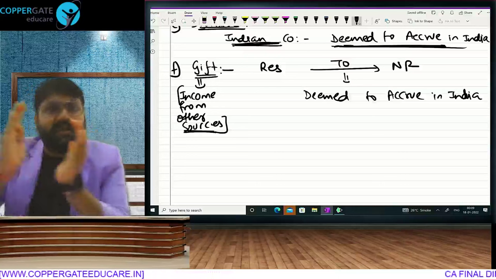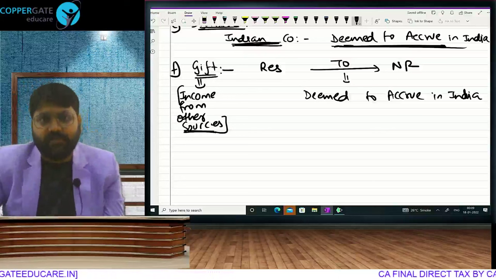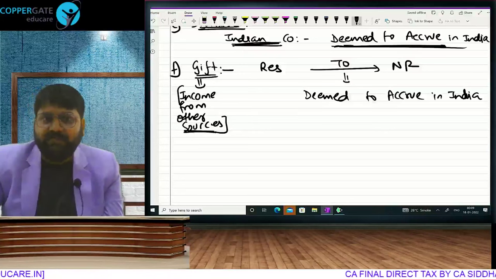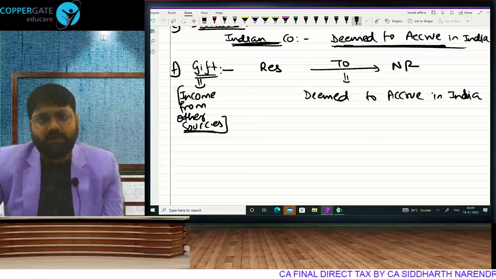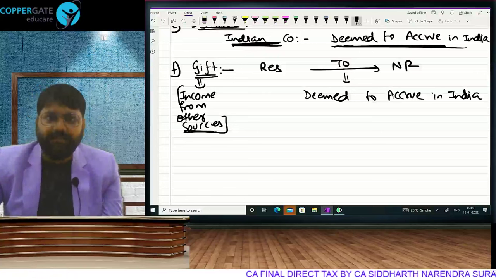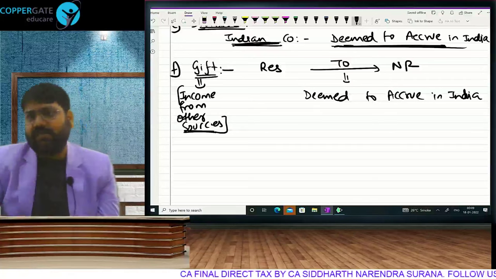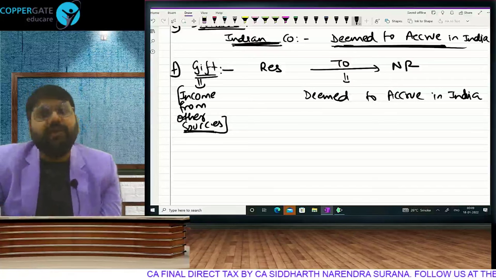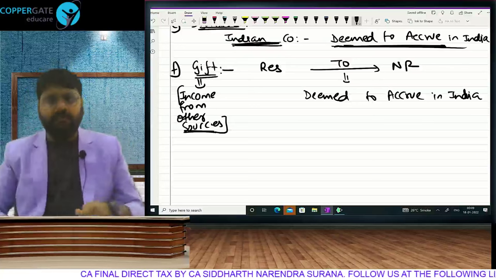But taxability will again be based on all the conditions which are written in the income from other sources chapter. When is a gift deemed to accrue or arise in India? When a resident is giving a gift to a non-resident, the gift will be deemed to accrue or arise in India. And this, ladies and gentlemen, is for you the definition of Indian income. This is Indian income for you.